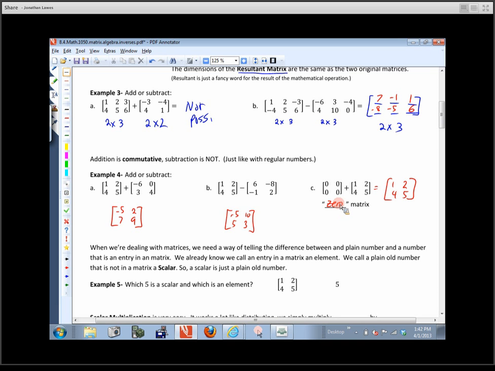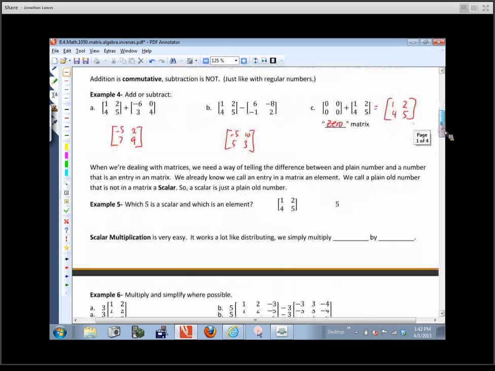Now, if I add the 0 matrix to another matrix, just like if I add 0 to another number, okay, 0 is called the additive identity. It's called the additive identity because when you add it, whatever you added it to maintains its identity. It stays the same. It doesn't change at all. Okay? All right, any questions there?